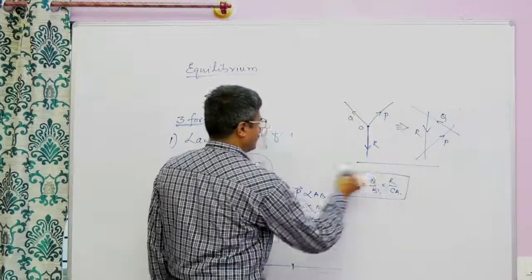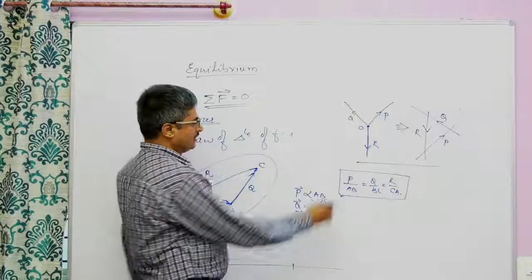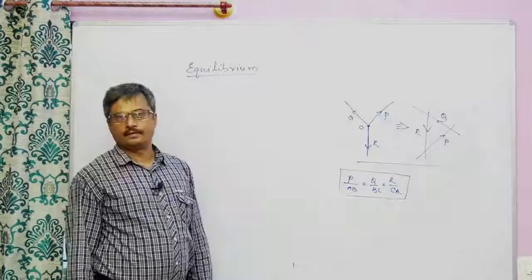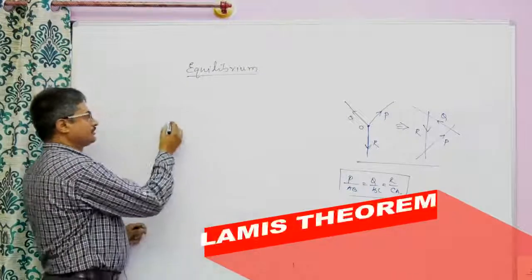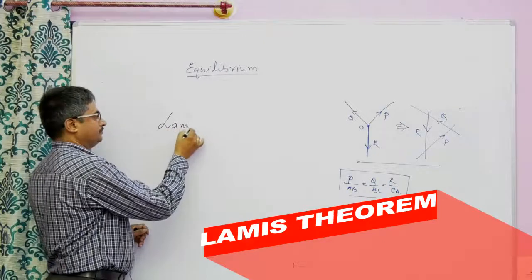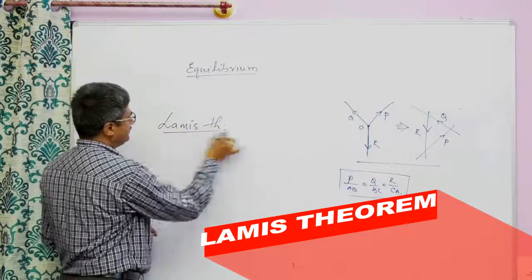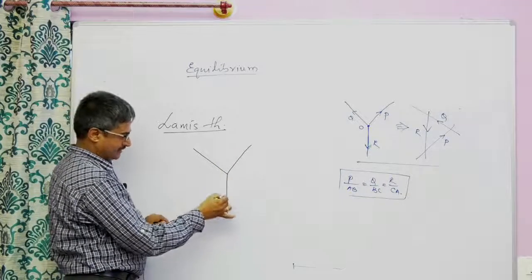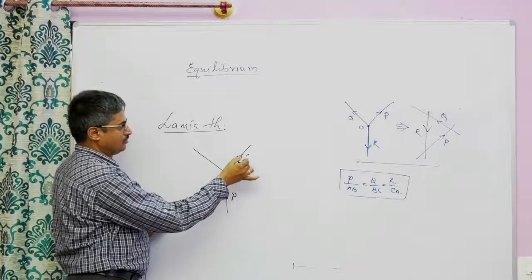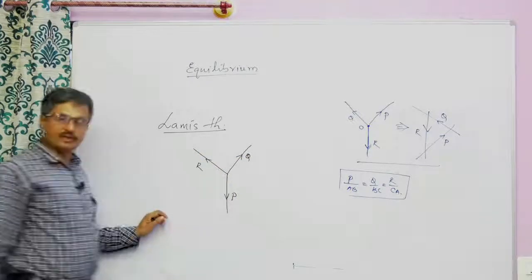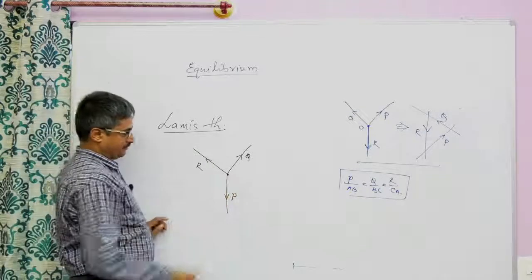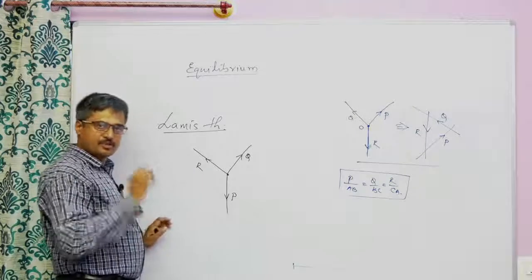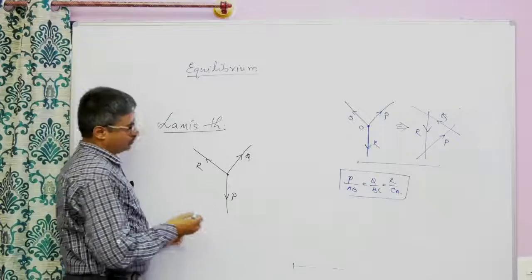The law of triangle of forces or its converse gives that P by AB is equal to Q by BC is equal to R by CA. There is one more theorem called Lami's theorem. It states that if three forces acting at a point are in equilibrium, say again P, Q and R are three forces acting at a point, and these three forces are in equilibrium, then each force is proportional to the sine of the angle between the other two.